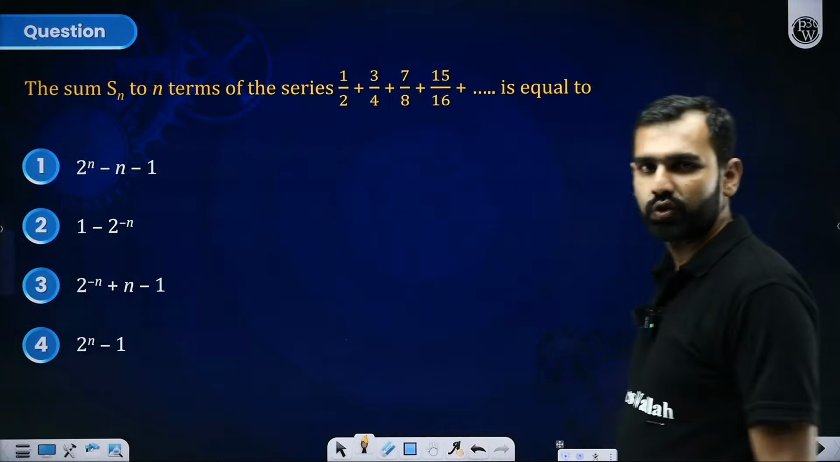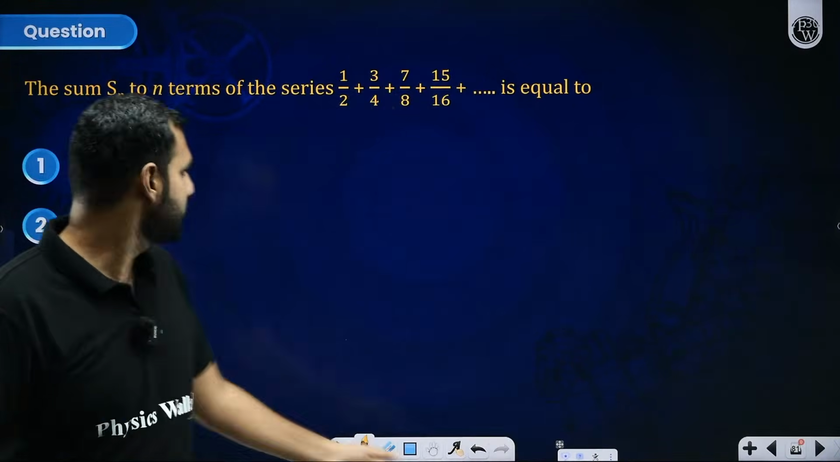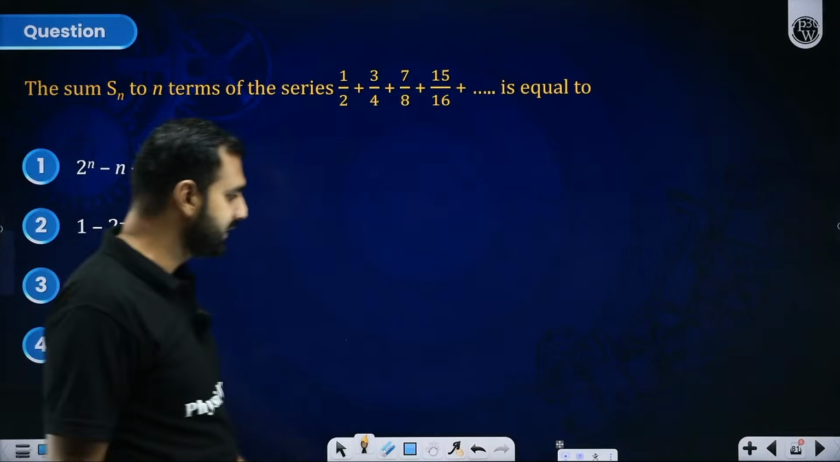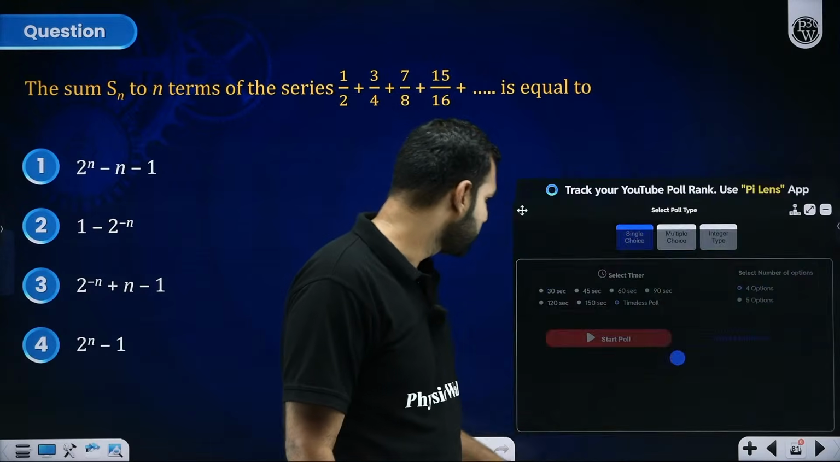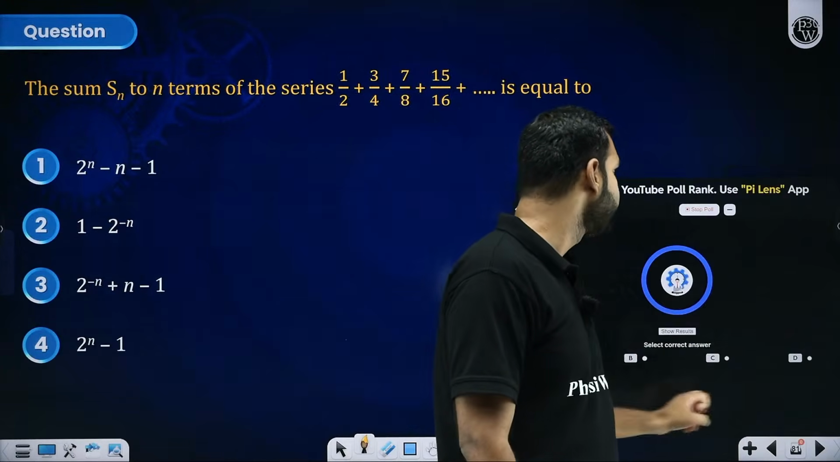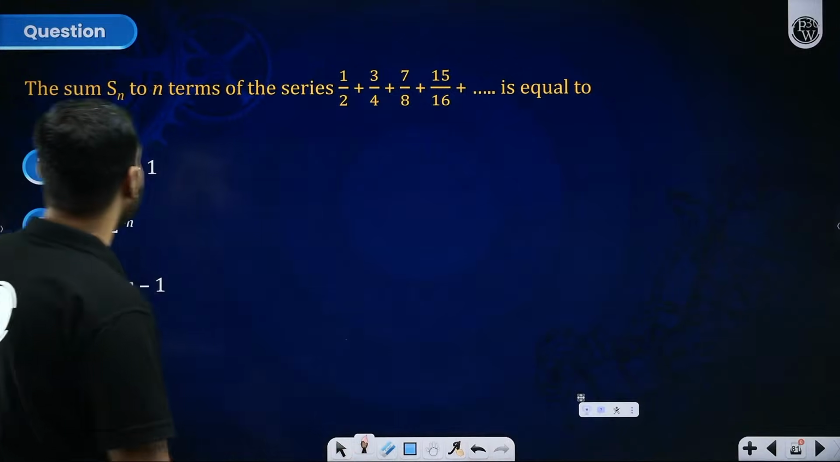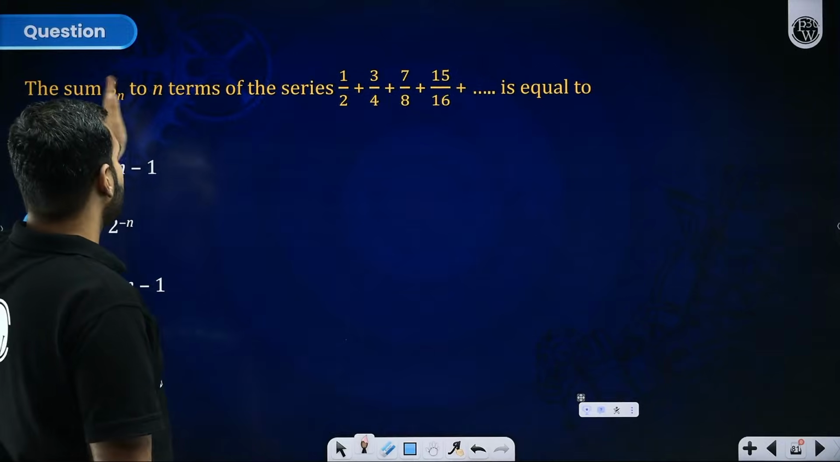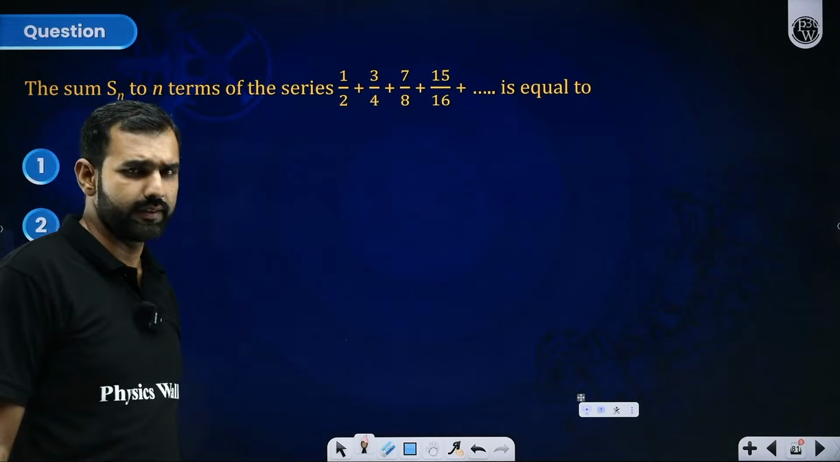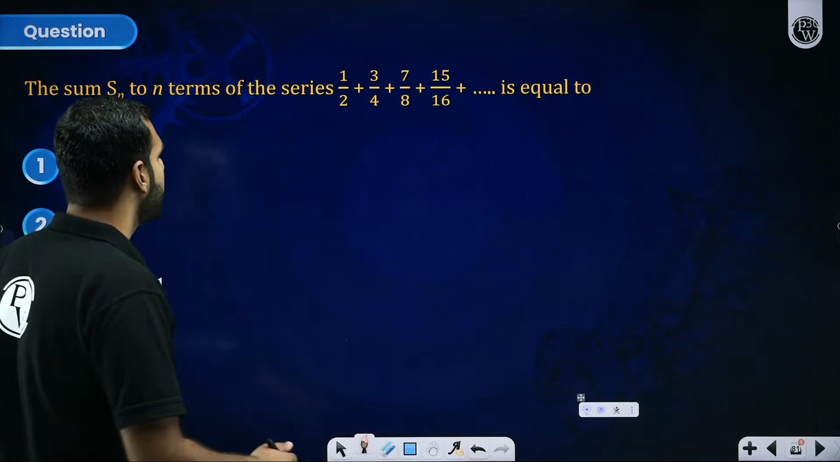Can we try and solve this question here? Let's try and do it. Again, it's an MCQ. Let's see how many of you are getting it right. So let's conduct a poll and see whether you're able to do it or not. Shall we? Pay attention, everyone. How are we going to go ahead with this? Sum of n terms of this series. Okay, sum of n terms. Let's try and do that.